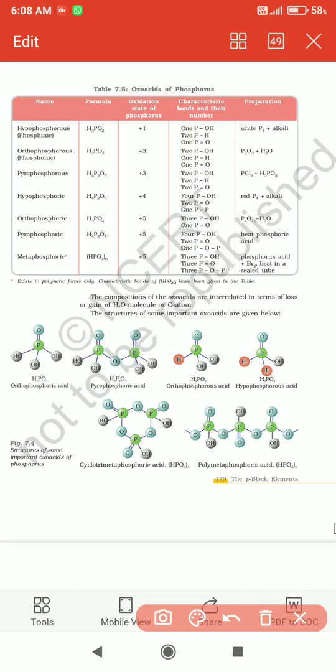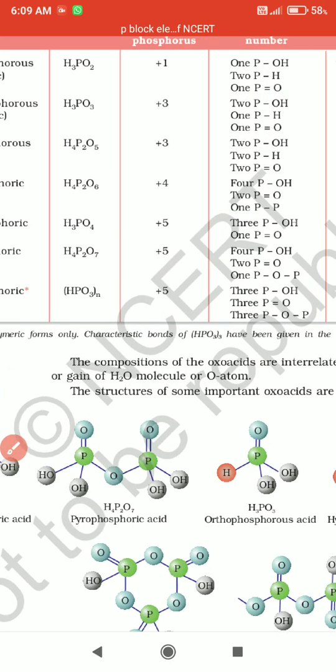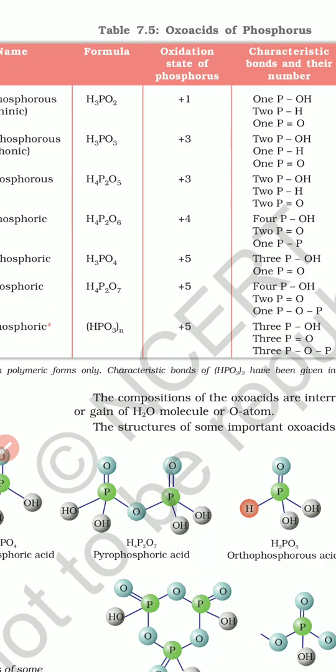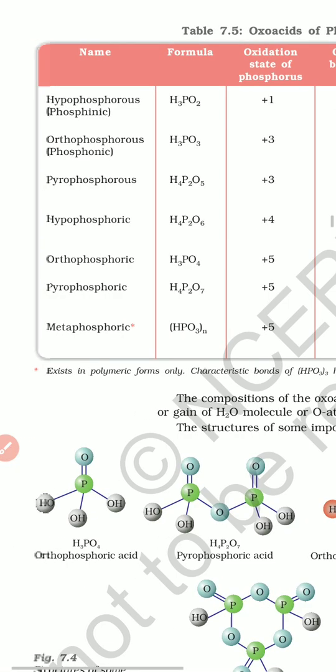Today we are going to discuss oxo acids of phosphorus. Yesterday we had seen phosphorus halides, and now today we are going to see oxo acids of phosphorus. So totally, how many types of oxo acids are there? Totally seven types are present. So what are the oxo acids?